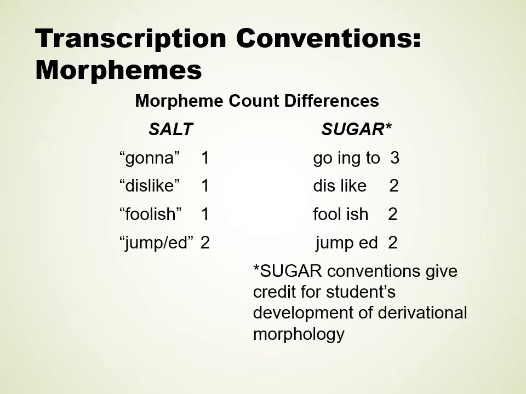The major difference between SALT and SUGAR is that SUGAR conventions do give credit for students' development of derivational morphology, probably one of the reasons why MLU SUGAR sees changes all the way up through age 10 in school-age students.